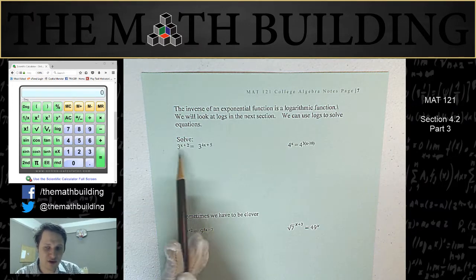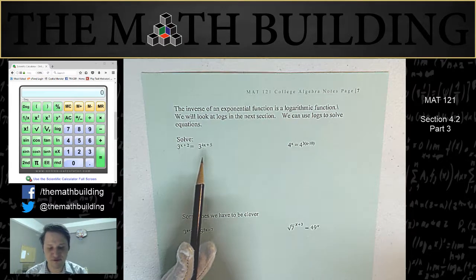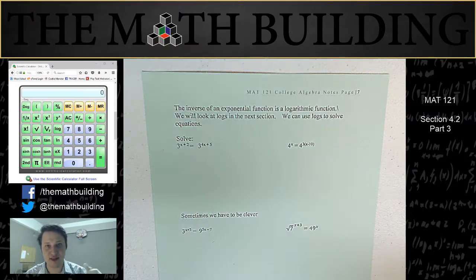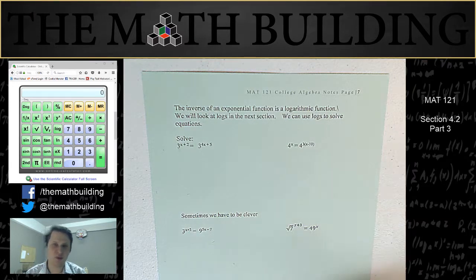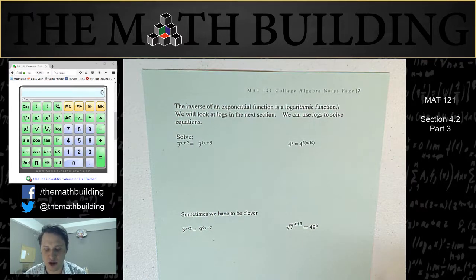Remember that the reason this is going to be a little bit different than what we've done before is because this time the x is in the exponent. And over here, x, the unknown, is in the exponent. So we're going to have to try to do something different than what we've done before.